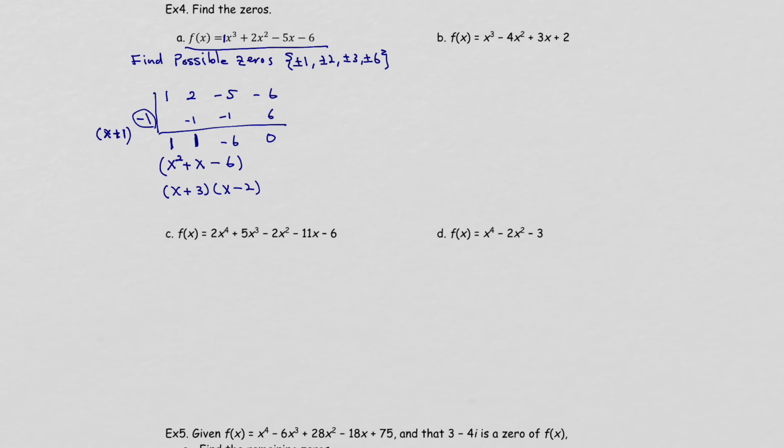So your solution is going to be not just -1, you have -3 and +2. And that's how you can find all the zeros of the given polynomial function. So the solutions of that function are going to be -3, -1, +2. And these are your factors, right? This x plus 3 is a factor of this polynomial function.